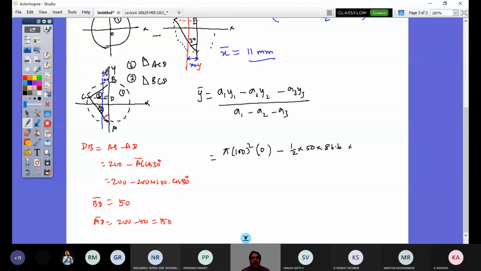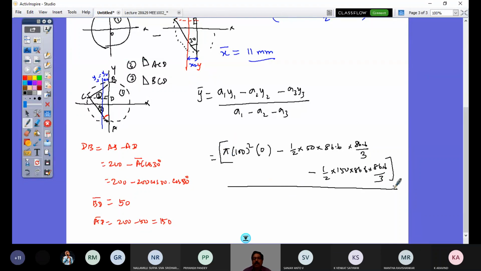So that is 1/3 from the base, that is this diameter. So that would be here 86.6 by 3, right? And the third one, A3. So A3 is half into 150 into 86.6 into 86.6 by 3. Is it clear? Whatever is written in the numerator? Any doubt?